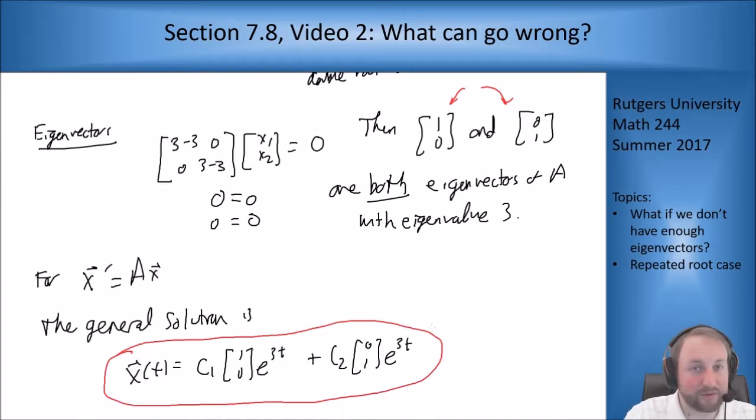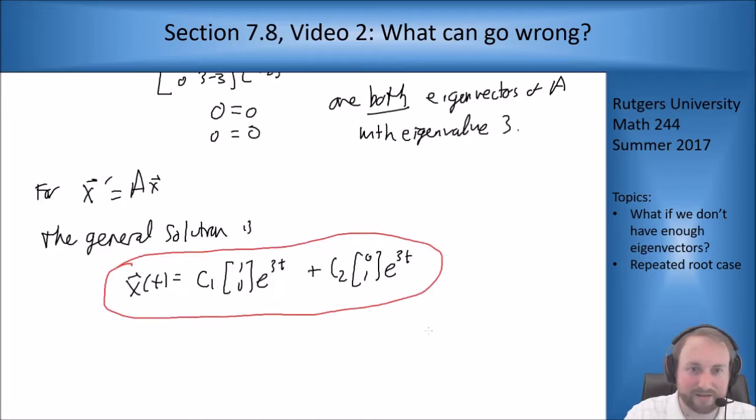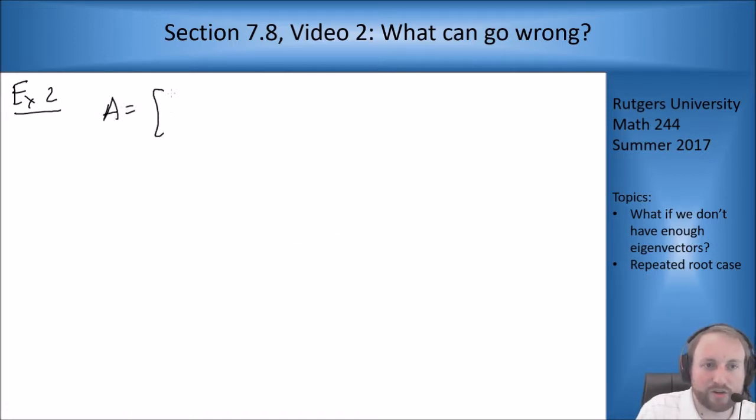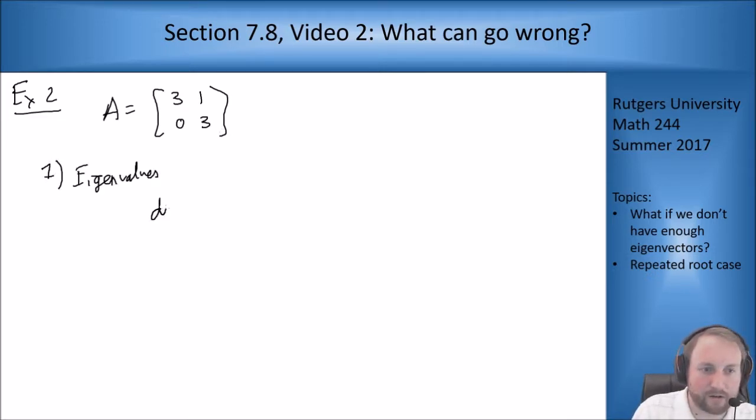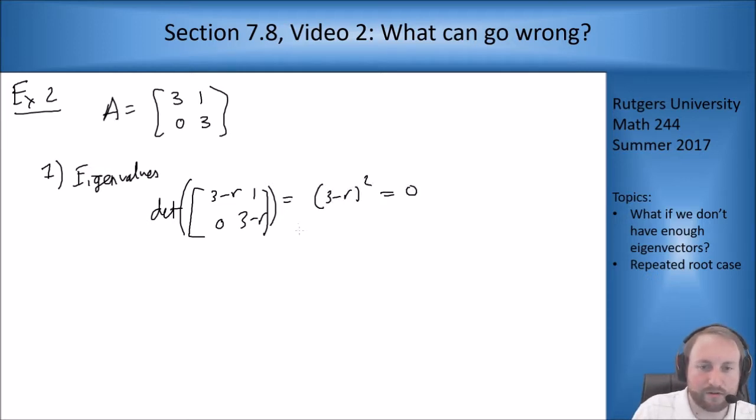So let's take a look at example 2, where it's not going to be that easy. We're going to look at the matrix 3, 1, 0, 3. Almost the same matrix, just a 1 instead of a 0. Well, how much difference can that make? Turns out it makes a lot of difference. So let's look for eigenvalues. The determinant of 3 minus r, 1, 0, 3 minus r turns out to again be (3 minus r) squared equals 0, so a double root at r equals 3.